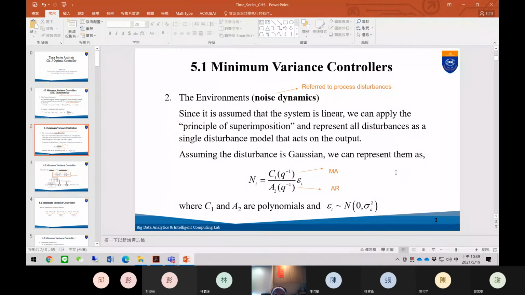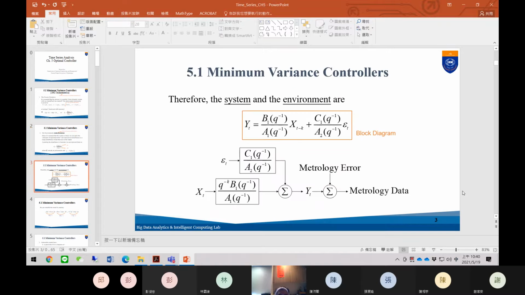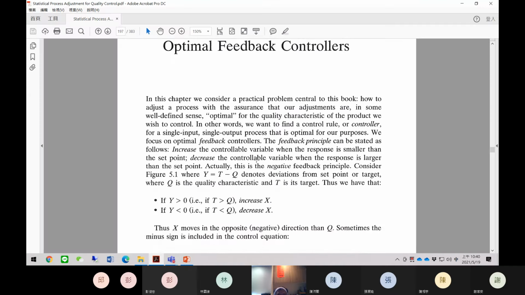Then assuming the disturbance is Gaussian, so Gaussian is a normal distribution, so we can represent the NT. On the top, the numerator is referred to as the moving average, and the denominator is referred to as the autoregressive. So C1 and A2 are polynomials, and the epsilon t follows a white noise sequence. Okay. So the minimum variance controller right here.